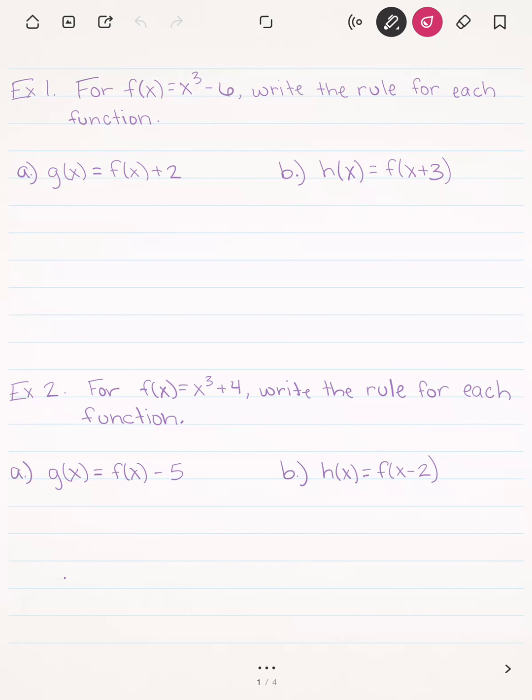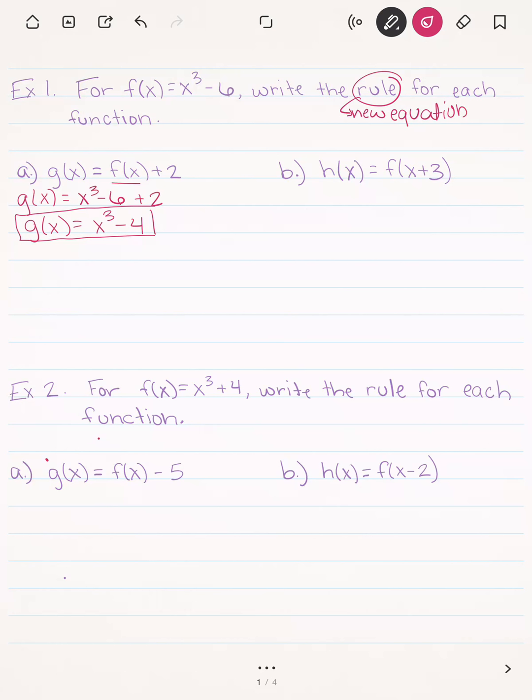So the rule is just a new equation. And then we're going to say what happens. So I want to take f of x and I want to add 2 to it. So what that looks like is, of course, g of x. I take my original f of x function, which is x cubed minus 6, and I add 2 to it. Then I just combine like terms. So I get g of x equals x cubed, and then negative 6 plus 2, then negative 4. This is my rule.